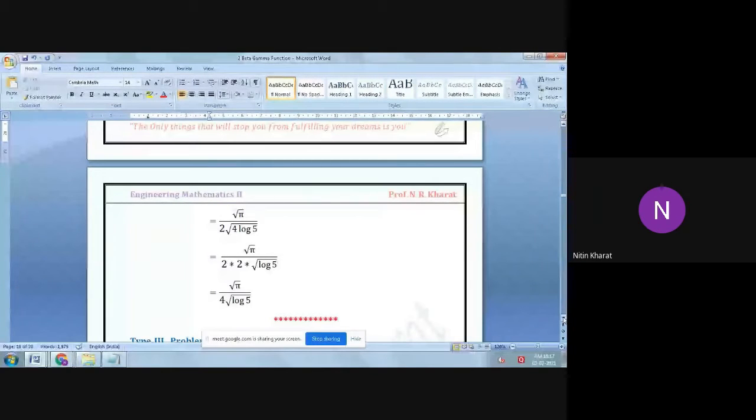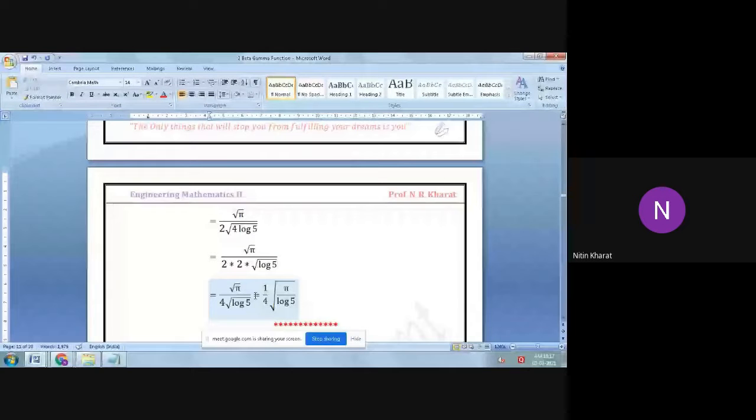Or simply, we can say that these particular terms can be expressed as 1 by 4 in square root, root pi divided by log 5. It's the final example. This is the example. We can find a simplification.